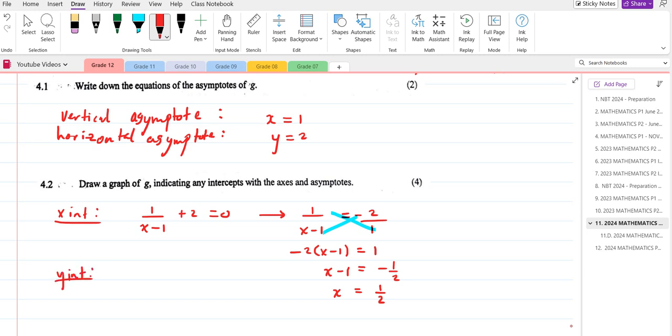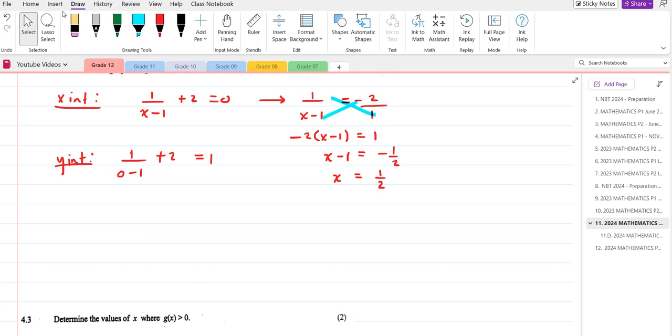And my y-intercept is making x 0, so 1 over 0 minus 1 plus 2, which is equal to 1. So 2 minus 1 is 1. Right, so you can check that up. And now we sketch the graph.